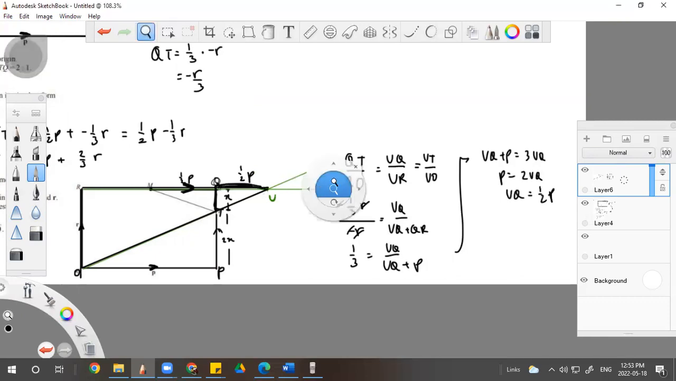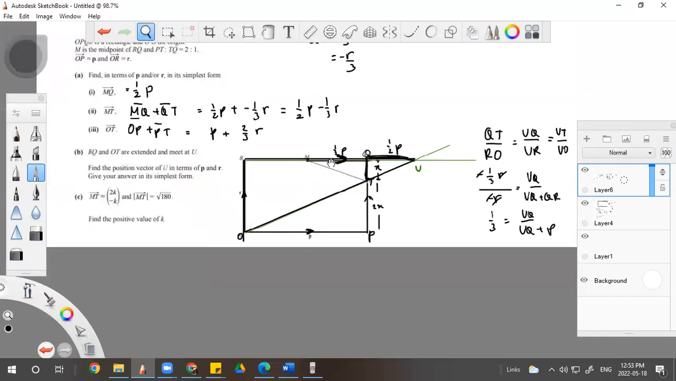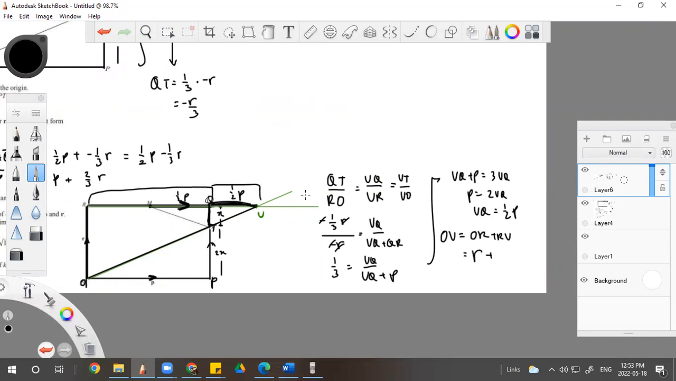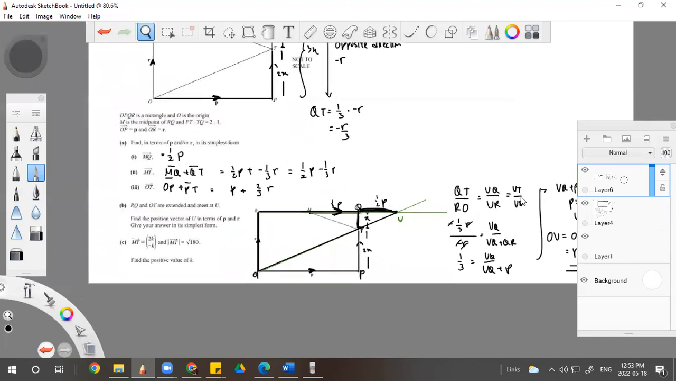So kita bisa tahu yang ditanya apa sih? Find the position vector of U. Berarti OU yang ditanya. OU berarti OR plus RU. Ya, OR plus RU. OR berapa? R. RU berapa? R to U kan berarti ini tadi P plus half P. Ya, berarti 3/2P. Selesai. Ada yang mau nanya nggak? Ini susah ya, yang B.